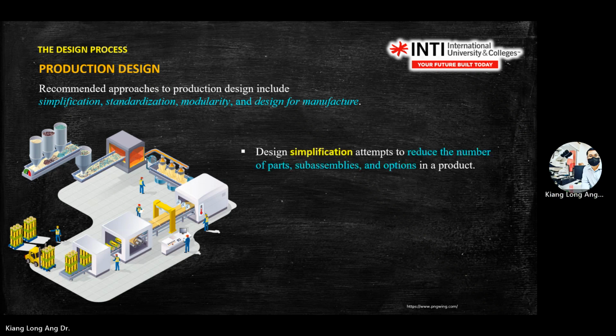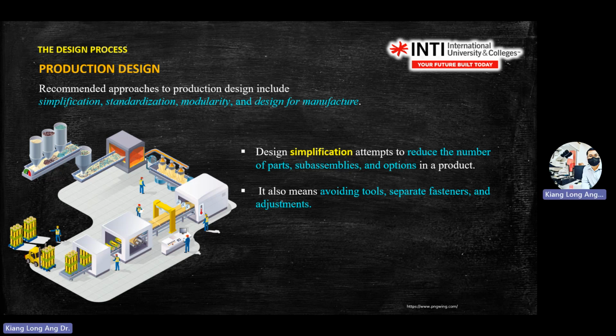Okay, the first one. What do I mean by simplification? You make it simple, by reducing the number of parts, sub-assemblies, and options for the product. You elaborate on the word simple: it means you reduce the number of parts, the number of sub-assemblies, and options. Another one is avoiding separate fasteners and adjustments. If you have lots of things you need to assemble, you can also simplify the process.